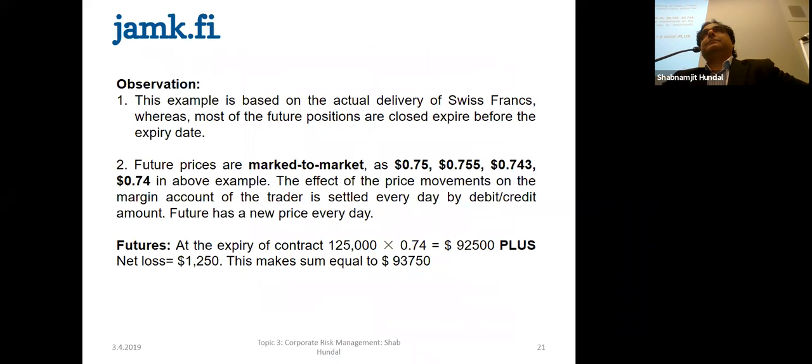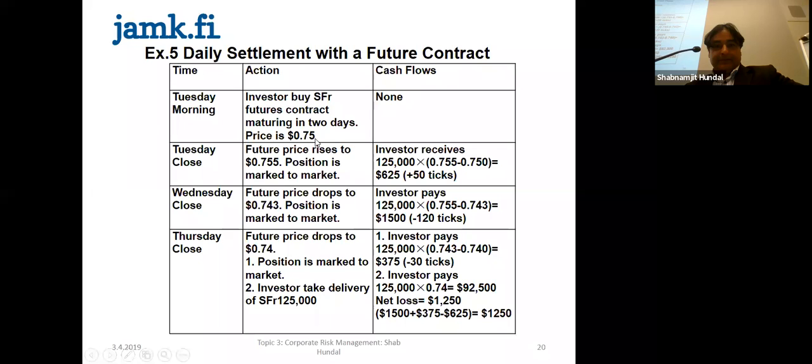Now imagine this contract was not a future, but a forward. So suddenly change your thinking. It's not future, but forward. 75 American cents, 125,000, what? Swiss francs. So the contract says specific currency, Swiss franc, specific amount, 125,000, specific date, Thursday, closing, specific rate of exchange, 75 cents.